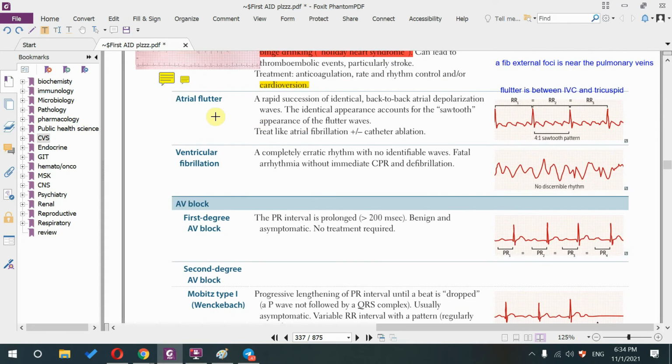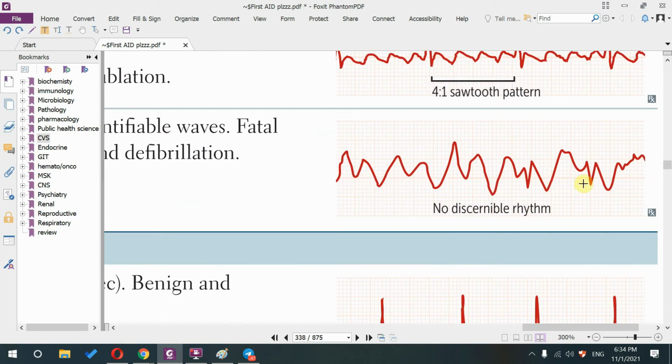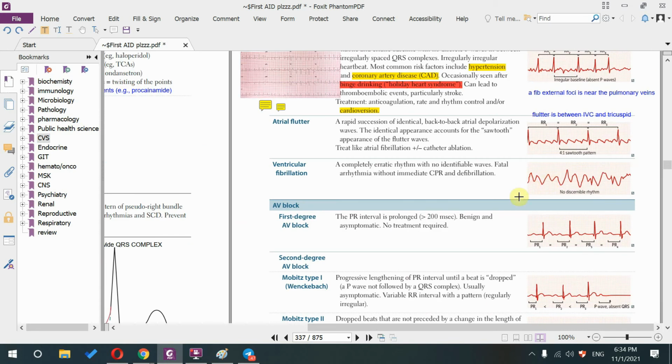Okay, so the next one. Here we have ventricular fibrillation. It's completely erratic. What does it mean? If you look at the QRS, yes, it's wide, but here's the thing. It's just random stuff. It's a completely erratic rhythm with no identifiable waves. So it's a fatal arrhythmia without immediate CPR and defibrillation.